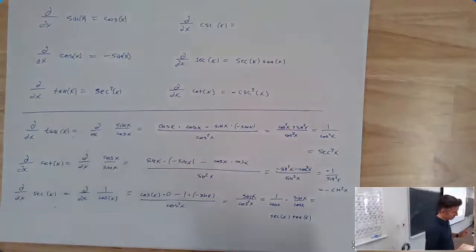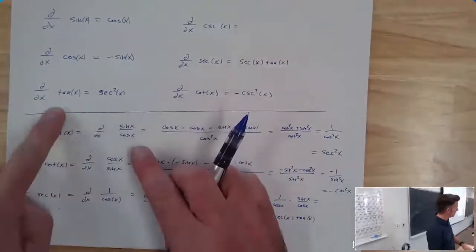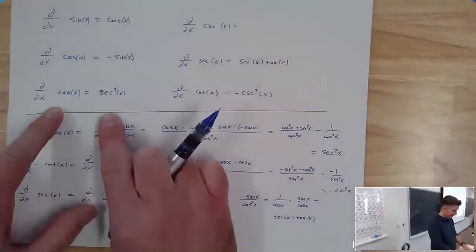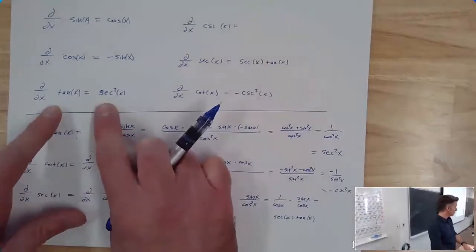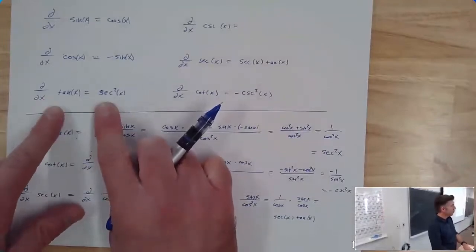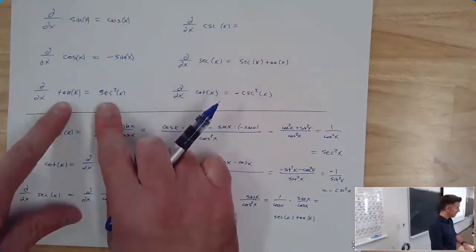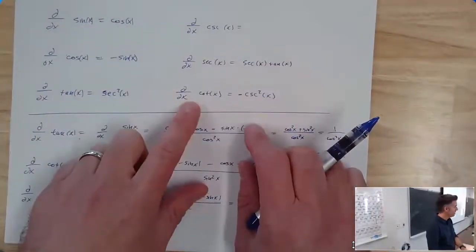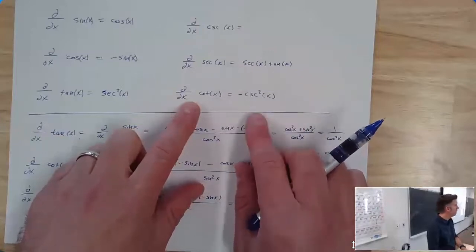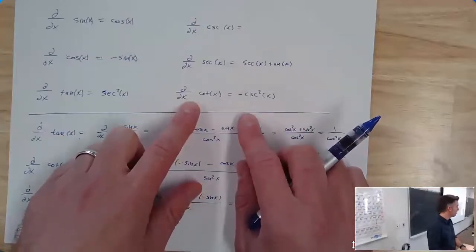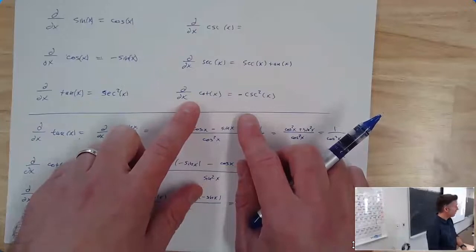Okay, here's where the pattern starts to happen. The derivative of tangent is secant squared of x. And now I'm going to take both of those trig functions, tangent and secant, and put a co in front of them. The derivative of tangent is secant squared. The derivative of co-tangent is co-secant squared with a negative sign. The same sort of thing works here.